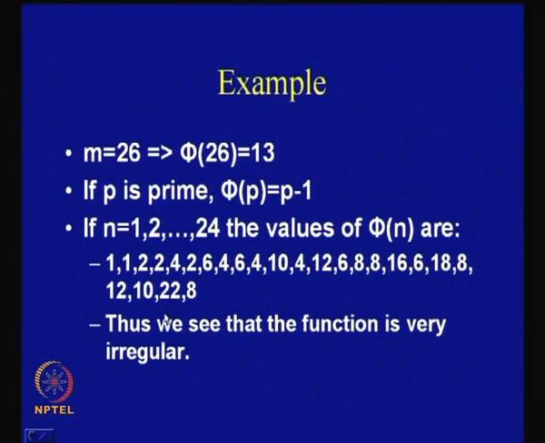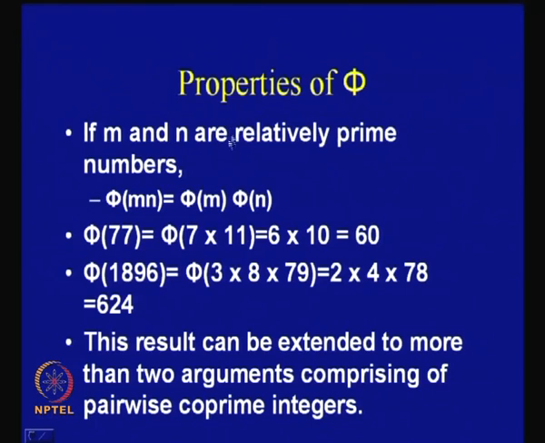You can verify these results, but the fact is that this function is very irregular. You will not find any distinct monotonicity. It is not the case that as n increases, phi(n) always increases. You can see that there is a dip at times also. So now let us see some properties of phi(n).